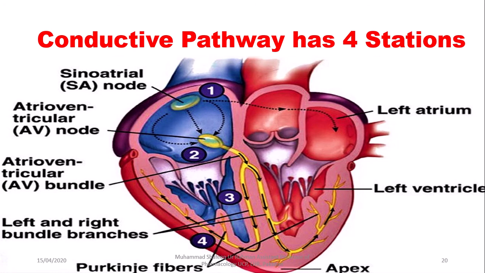The second one is the AV node. The third one is the bundle of His, located in the heart's septum. The fourth one, the last one, is the Purkinje fibers, which spread the electrical charge throughout the myocardium, which is the cardiac muscle, and cause the heart to contract. Atria first, then the ventricles.